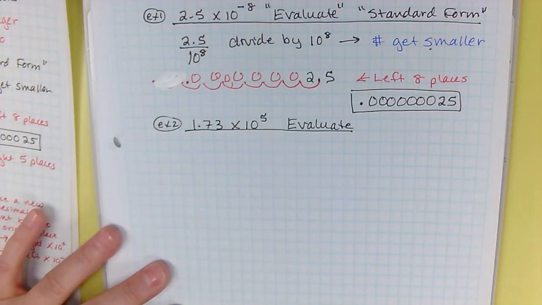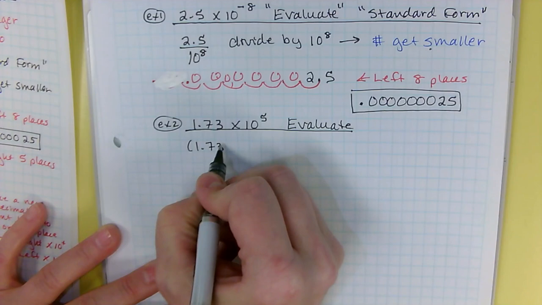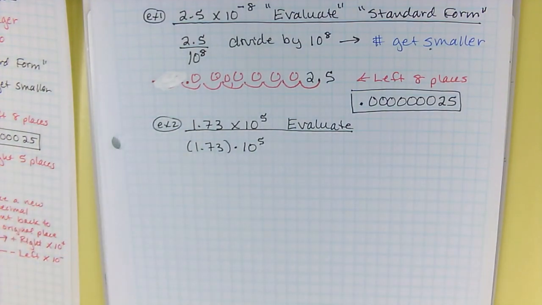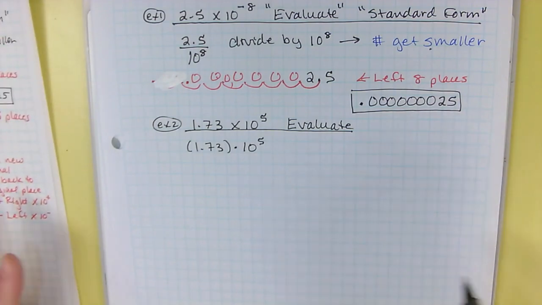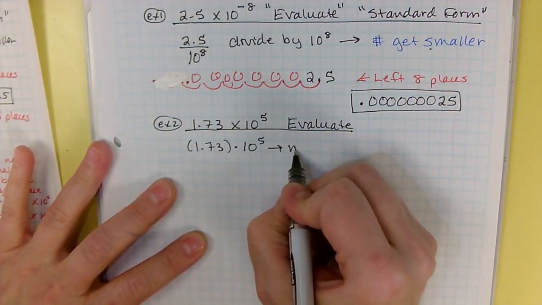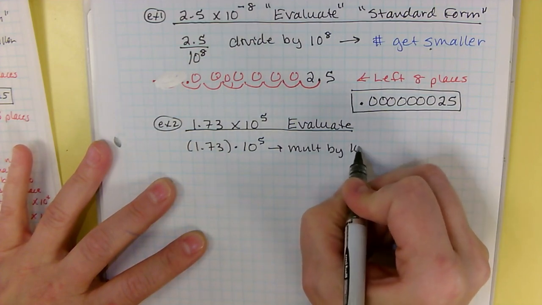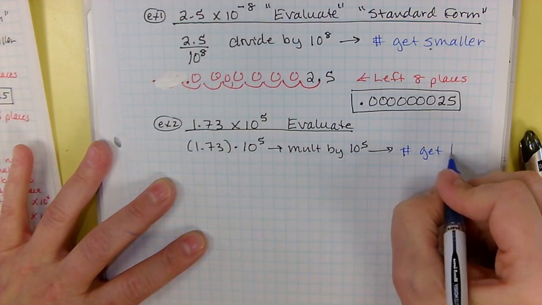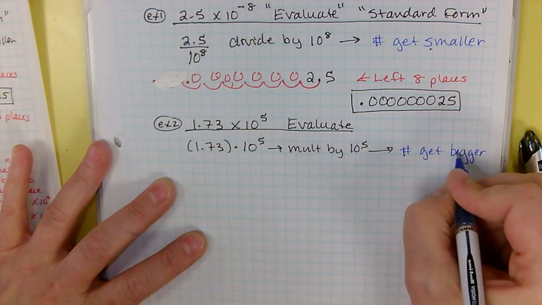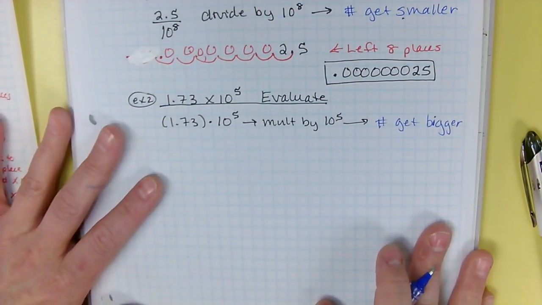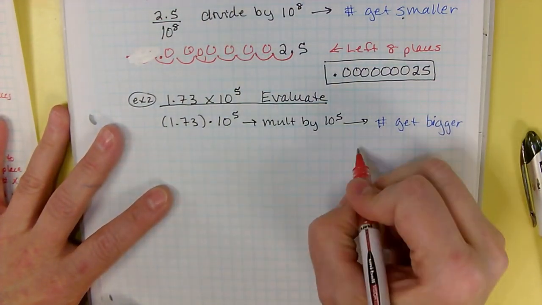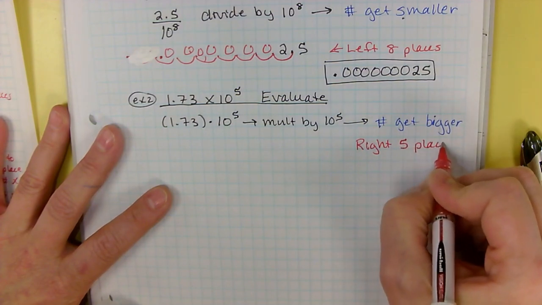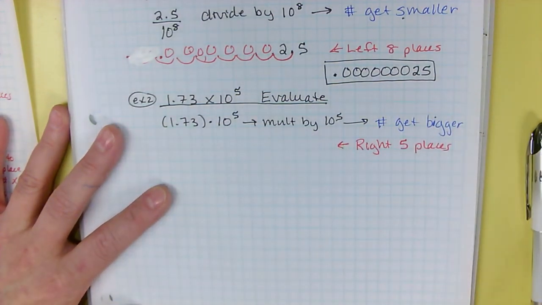So if I write this like an algebra student, this is 1.73 times 10 to the 5th, which means we're going to multiply by 10 to the 5th, and our number is going to get bigger because we are multiplying by 10. So our number should get larger, which means we're going to move the decimal to the right 5 places because our number should be getting bigger.